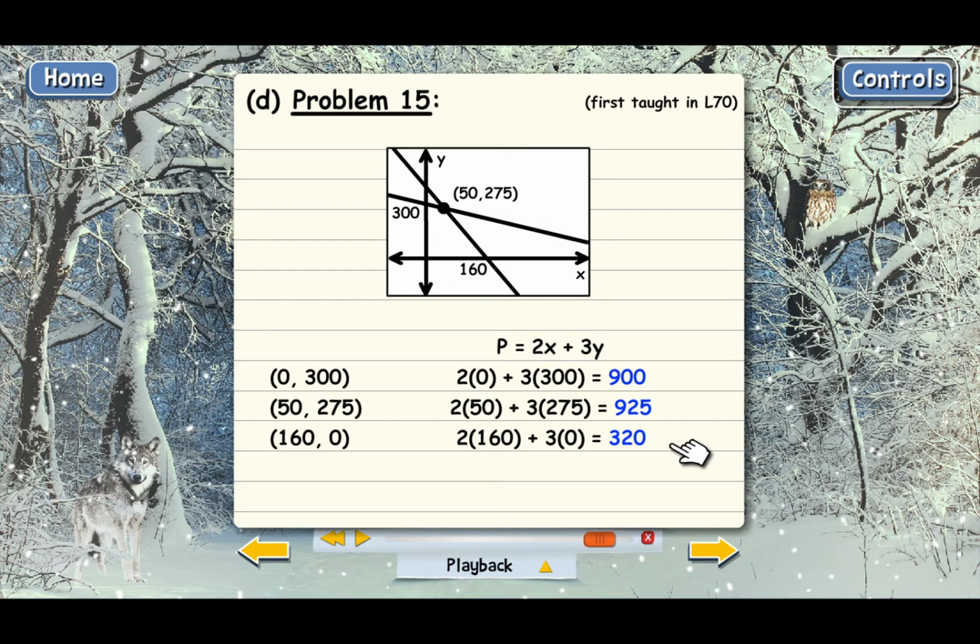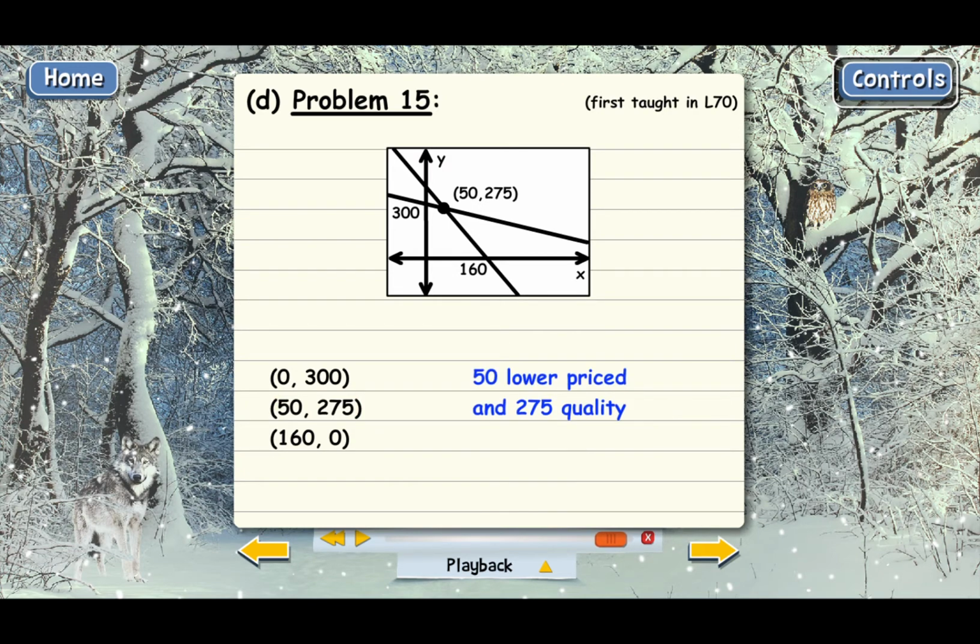Looking at these 3 profit values, we can see that the second one is the greatest, 925. So in order to maximize the profit for this company, they need to sell 50 lower-priced mixtures and 275 quality mixtures. And that's the final answer to problem 15.